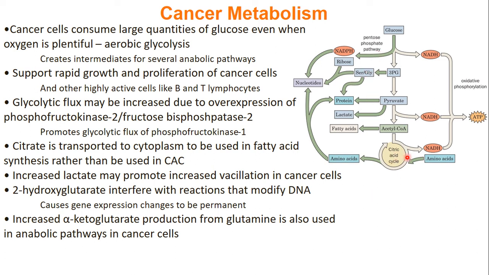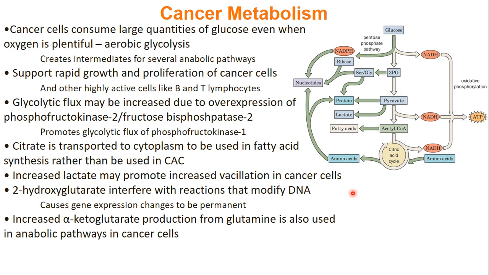But rather, you're going to take this citrate you make in the citric acid cycle and just send it to the cytoplasm and make fatty acids. Again, making new parts for making new cells. And it's also thought that we're making a lot of lactate with this, and that is thought to increase vasodilation, or the amount of blood flow that goes to these cancer cells, which in turn would mean they are getting even more nutrients, which is starving the other cells of your body.